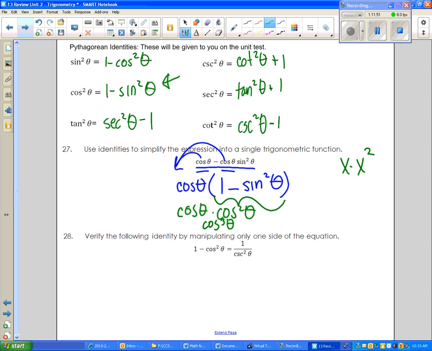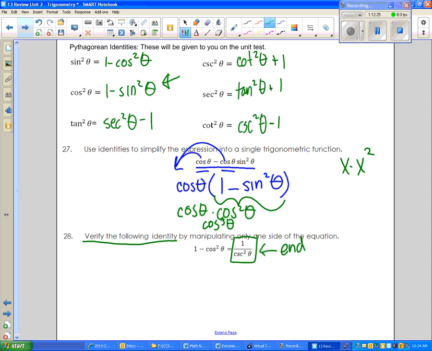In number 28, when you're ever asked to verify an identity, it's kind of confusing because when you look at it, it looks like an equation. And it looks like, you know, whatever we've done with equations before, we've figured out the value of the variable. But that's not what these problems are asking you to do. The difference between what we did in 27 and 28 is that now you have a destination. So in 27, I didn't know where I was going. I was just rewriting this thing, hoping that I'd somehow limit it down to one function. In 28, you're actually given a destination. You're given a start and you're given an end.